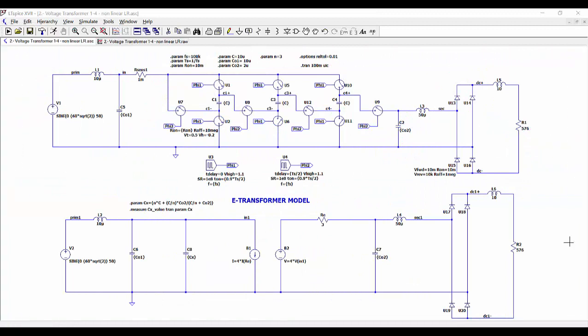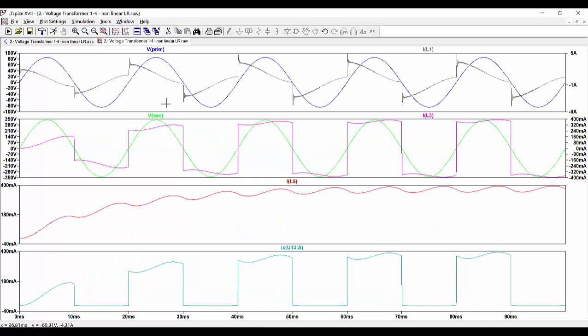And finally, a simulation using a nonlinear load. Here we have connected at the secondary a full rectifier with an L filter and a series resistance with the input voltage of 60 volts RMS. The same situation for the model circuit. So this takes a little more to do the simulation. So I have here the results to save time.